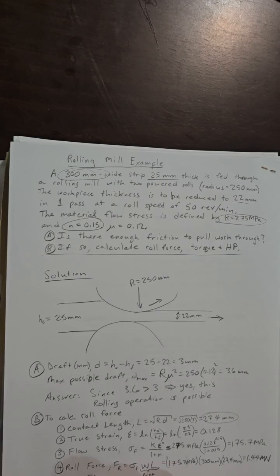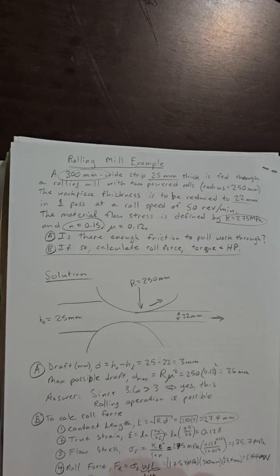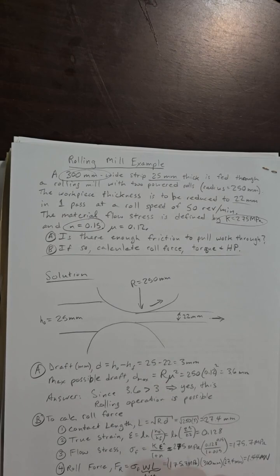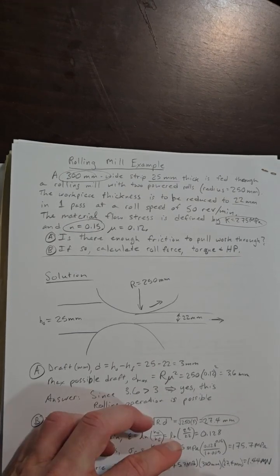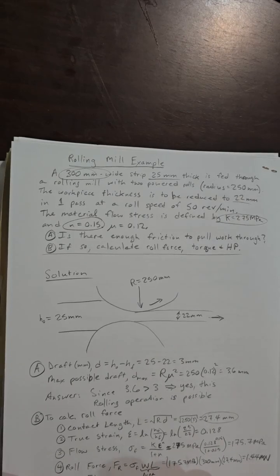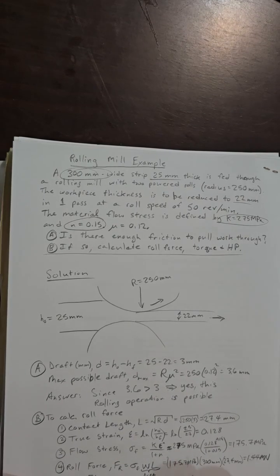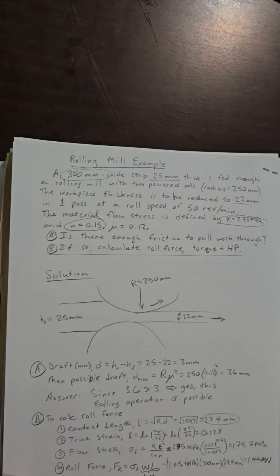Now we have what we need to calculate the torque. That's the force times the contact length divided by 2. So that's 1.44 meganewtons times 27.4 millimeters, which is 0.274 meters, divided by 2. Let's stay in millimeters. So that's 19.8 kilonewton meters.